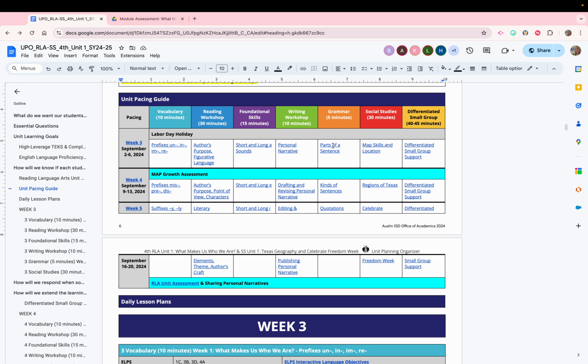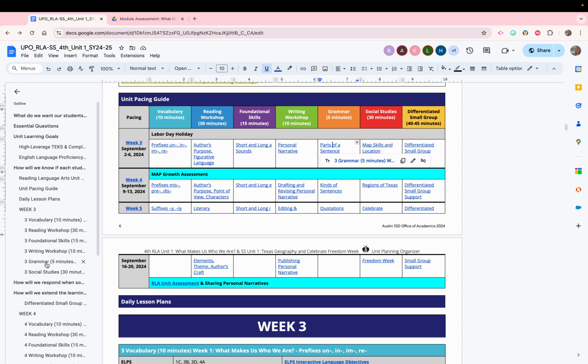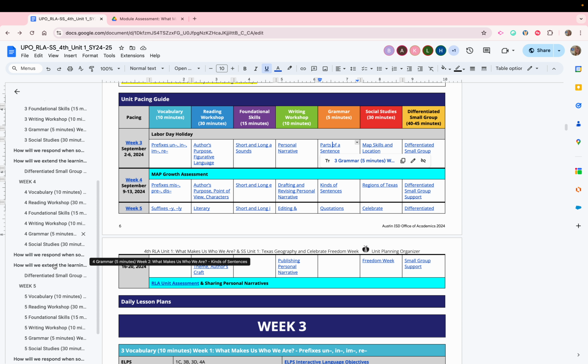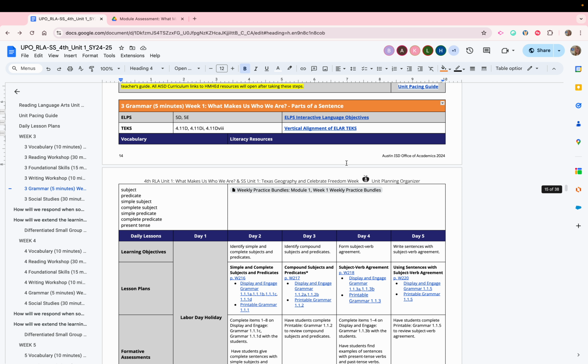As we've noticed before, I can either click directly in the unit pacing guide to get my link to that section, or I can open the document outline on the side. If you don't see it, click the hamburger and it will appear. And I'm looking for week 3 grammar, week 4 grammar, and week 5 grammar. I'm going to go ahead and hop down to that and investigate the grammar block.